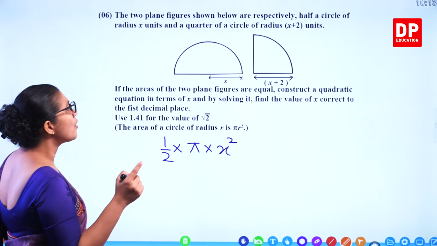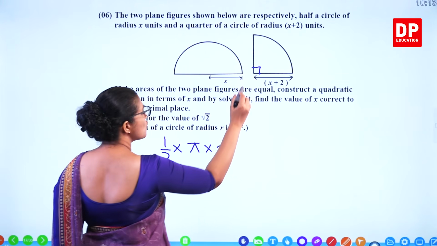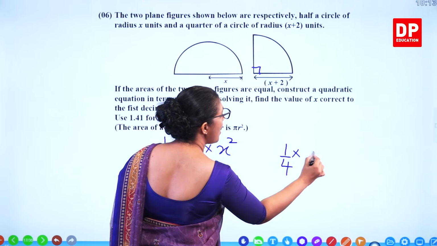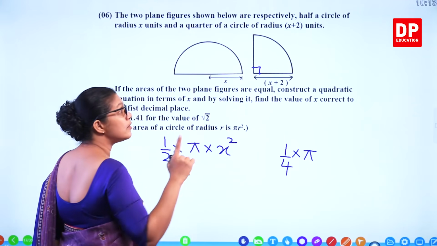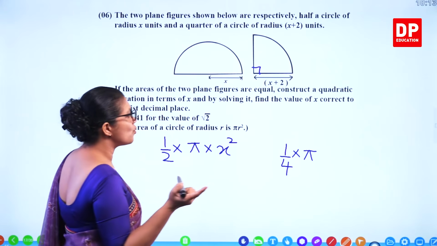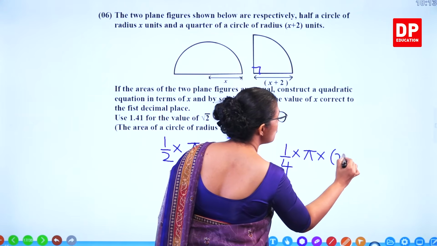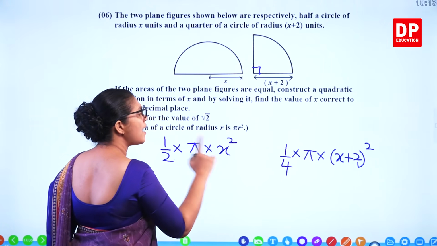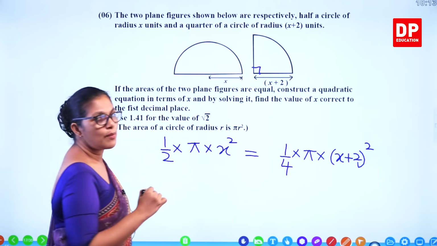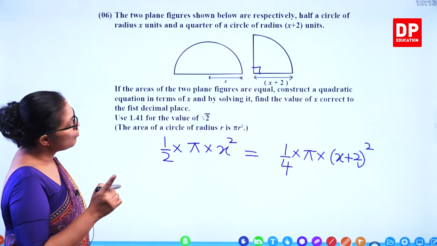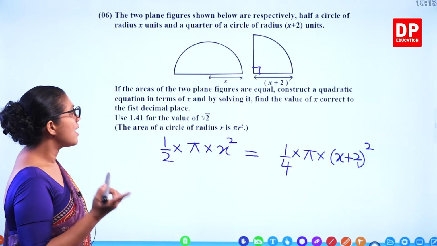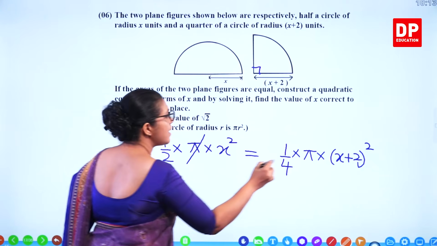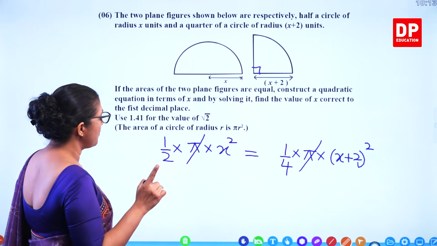What's the area of the quarter of a circle? So 1/4 pi r squared. Now the radius is x plus 2, so 1/4 pi, x plus 2 whole thing squared. Now these are equal, so you can equate these two. Can you see pi gets cancelled out? That's why I didn't substitute 22/7. So pi gets cancelled out when you equate.